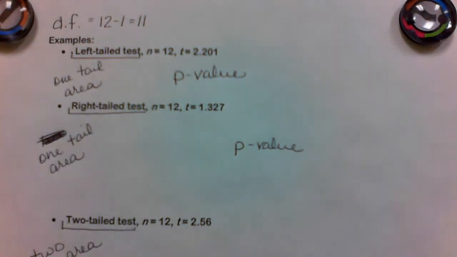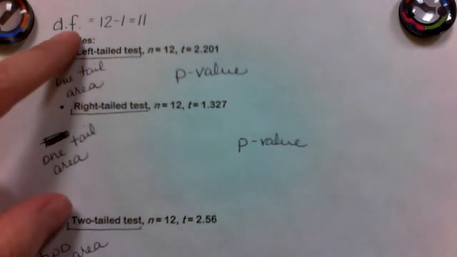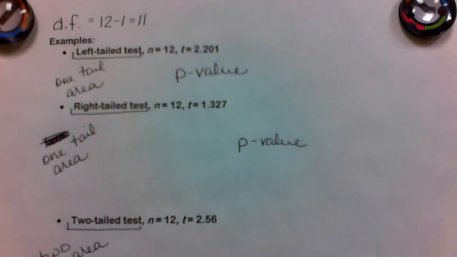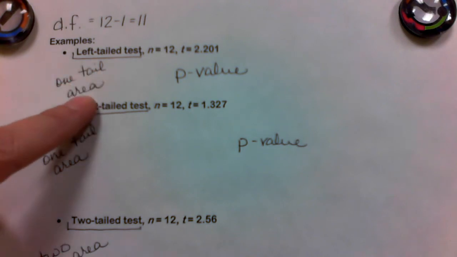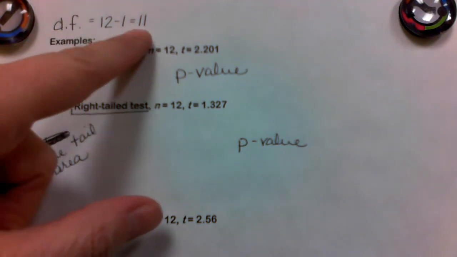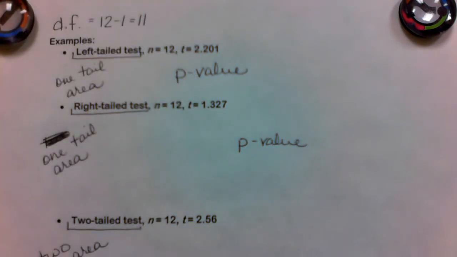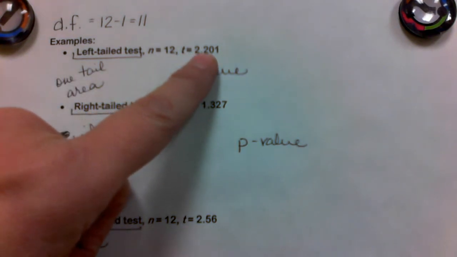One thing I want you to look at is in every one of these I have put n equals 12. So I went ahead and said the DF is 12 minus 1, or 11, okay? Now, the confidence interval is what we're not going to have to look for. Okay, so left-tailed test means we have a one-tail area. N is 12, so my DF is 11, and T was calculated. So step 2 is the calculation of the test statistic, so that's already been done for us. So the T that was calculated was 2.201.